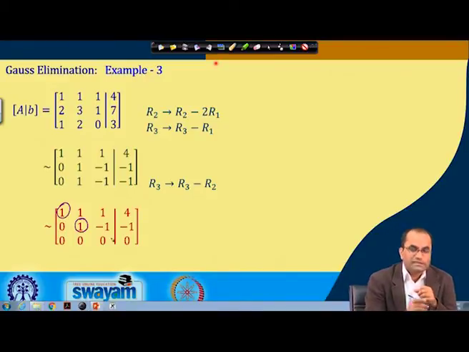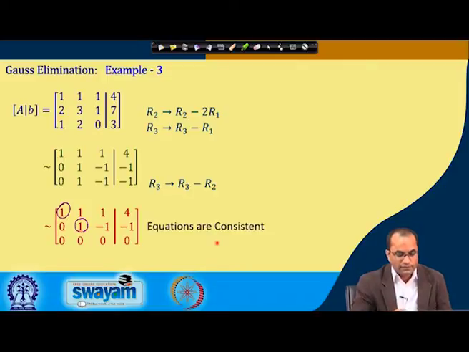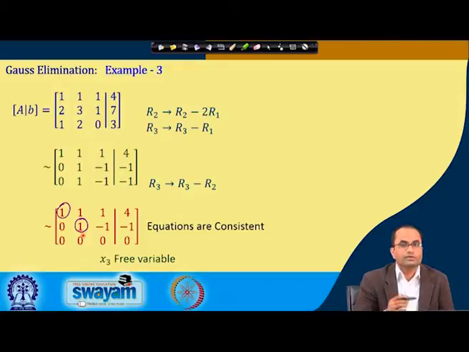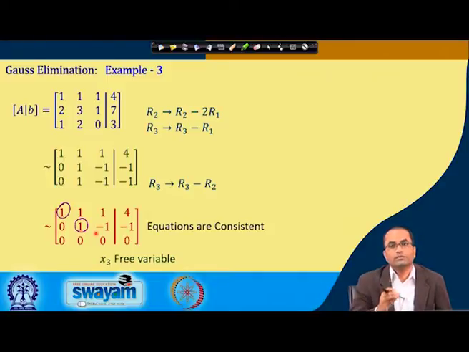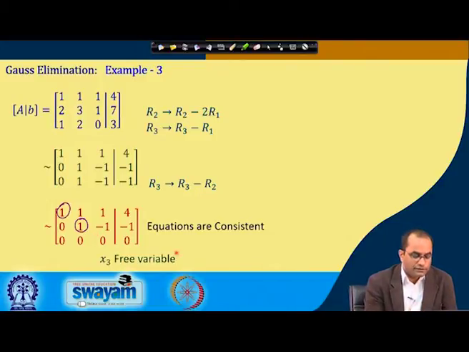The system is consistent means we will have solutions, and indeed in this case we see that the equations are consistent and the number of pivots is less than the number of unknowns. So, in this case we are getting only 2 pivots and there were 3 unknowns. So, this is the case where we have infinitely many solutions, because in the case of a unique solution the number of pivots will be equal to the number of unknowns.